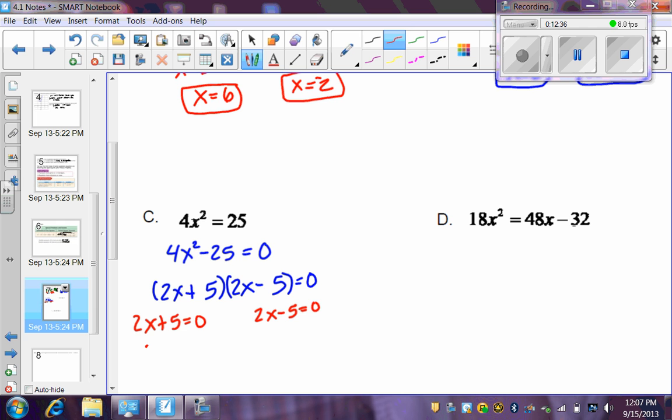Opposite of adding 5 is subtracting 5, so I have 2x equals negative 5. Opposite of multiplying by 2 is dividing by 2, so I get x equals negative 5 halves. On the other one, opposite of subtracting 5 is adding 5. Opposite of multiplying by 2 is dividing by 2. So I get positive 5 halves.